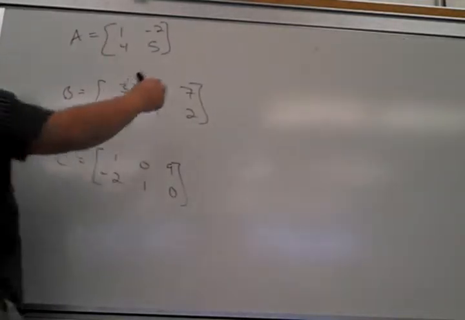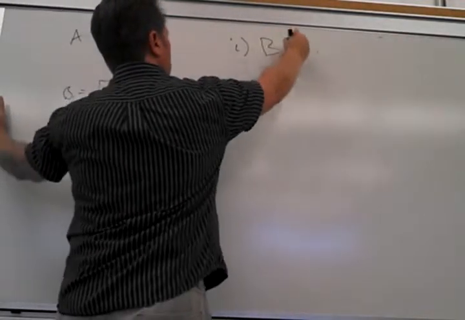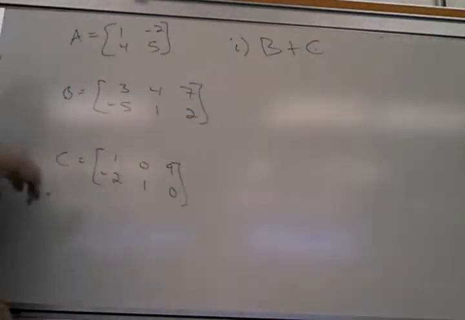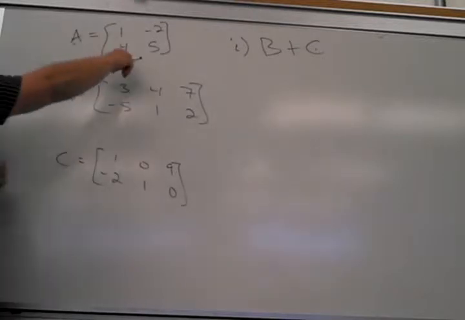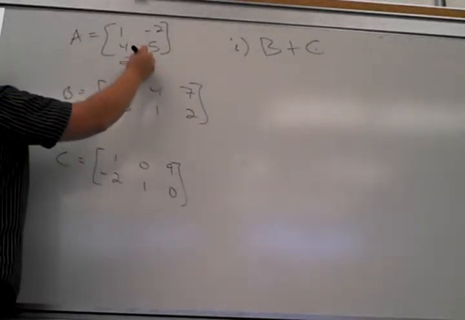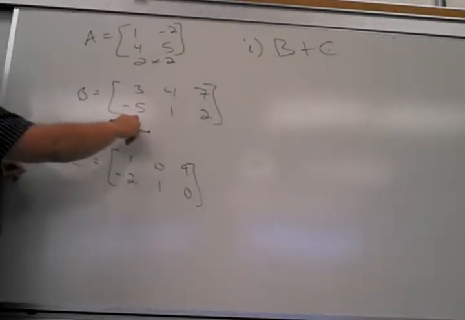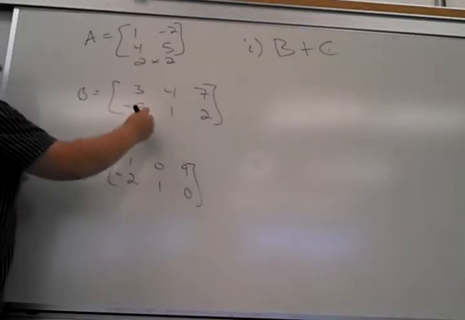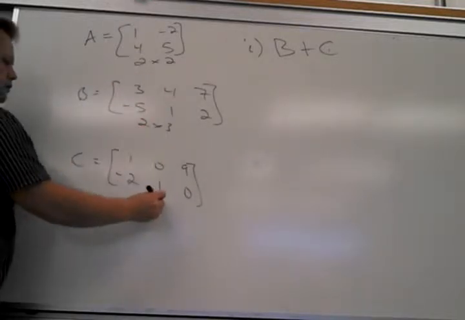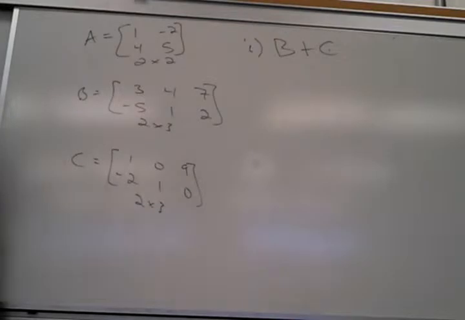All right, so if I ask you to do B plus C, can you do it? No. Yes. Because how big is A? A is just 2 by 2. 2 by 2. Oh, yeah, yes, you can. How big is B? 2 by 3. And of course C is also 2 by 3, yeah. So the only restriction on adding and subtracting matrices is they have to be the same dimensions. The exact same dimensions. Multiplication has got a little bit weirder requirement.